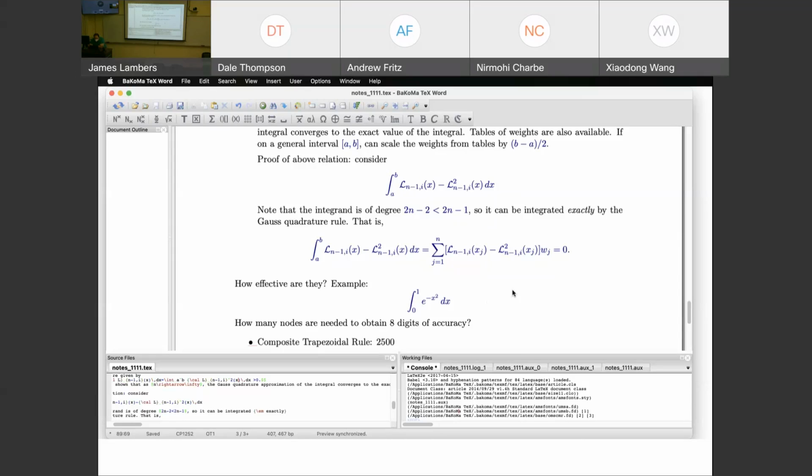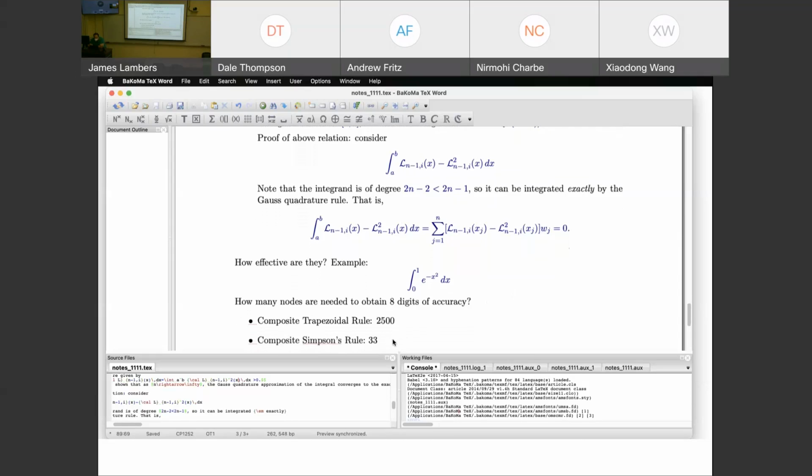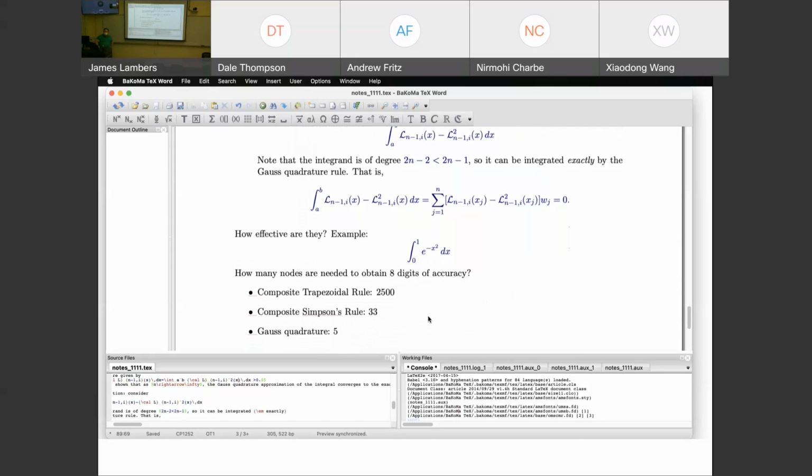So let's try something else. Composite Simpson's rule is a whole lot better with its fourth order accuracy. Well, why do we need any better than that? Well, we can do a lot better. So a Gauss Quadrature rule, 5. Now, it's not always the case that it's this much better. Quadrature rules are different in different situations, but Gauss Quadrature rules are generally quite powerful, and that's why numerical integration software generally uses Gauss Quadrature or some variant of it.